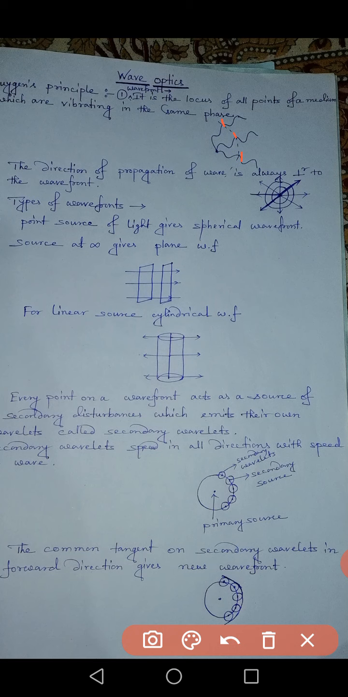Now according to the definition of wavefront, the locus of all the points of a medium which are vibrating in the same phase, locus means you have to trace the path of all these 3 points. So in simple words, you have to join these 3 points, and if you do so you will get this kind of shape. This is called wave front.